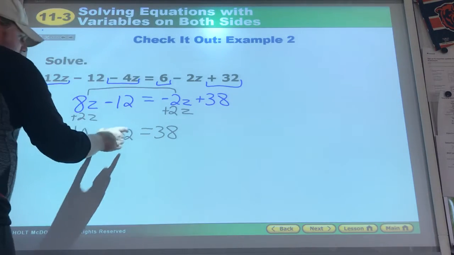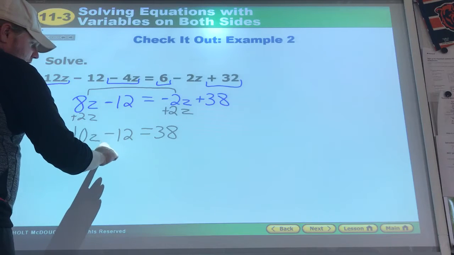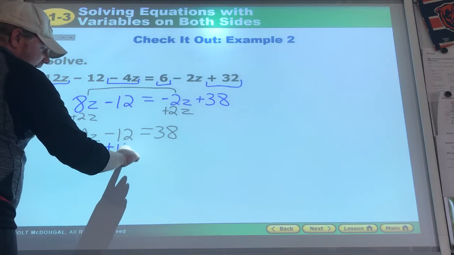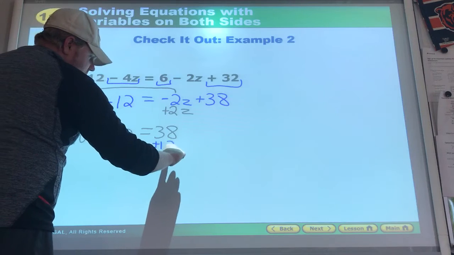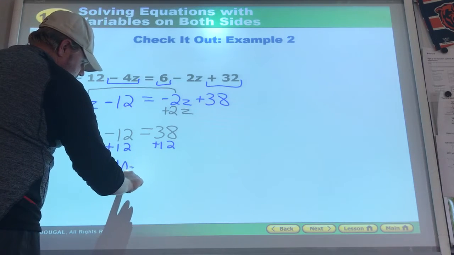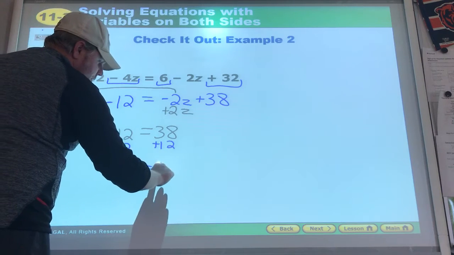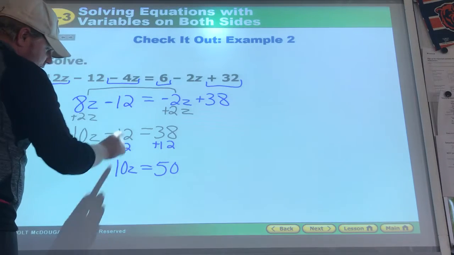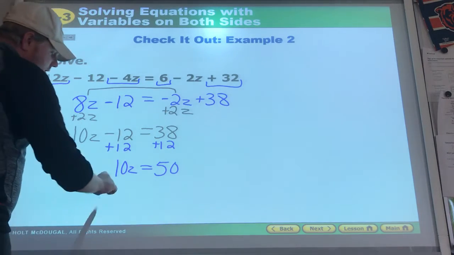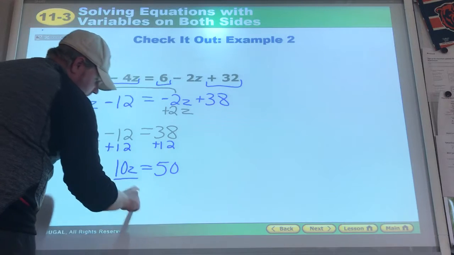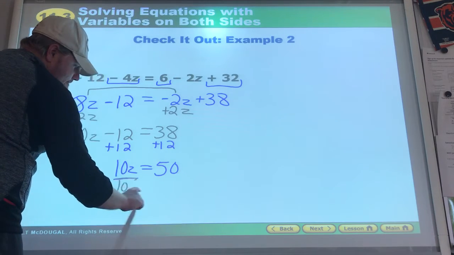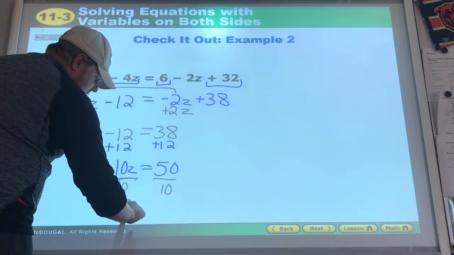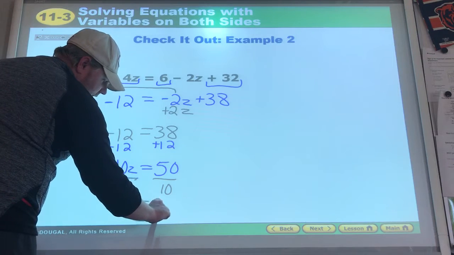Now I want to get the numbers together. Inverse operation, they're subtracting 12 there, so I'm going to add 12. So 10z equals 50. And I just brought that down because 12 minus 12 is zero. Divide by my 10, divide by my 10, and z equals 5.